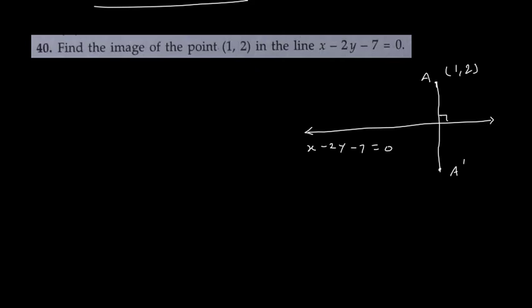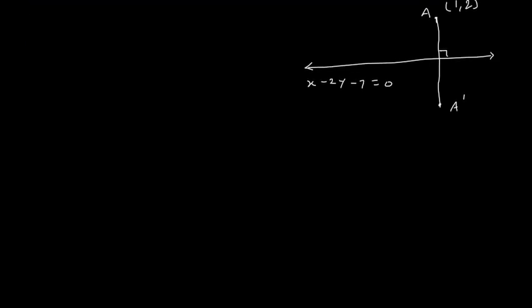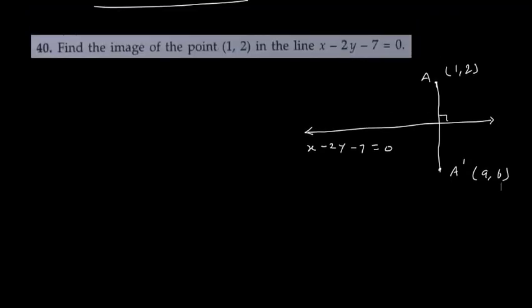Now how will I get the coordinate of A dash? Let us assume the coordinate of A dash is (a, b). Okay, now two unknowns are there, so I need two equations to solve this. If you see carefully, AA dash is perpendicular to this line, so one condition I will get is that the product of the slopes is -1. The second condition is that the midpoint of AA dash is going to lie on this particular line. So using these two conditions, I will frame two equations.